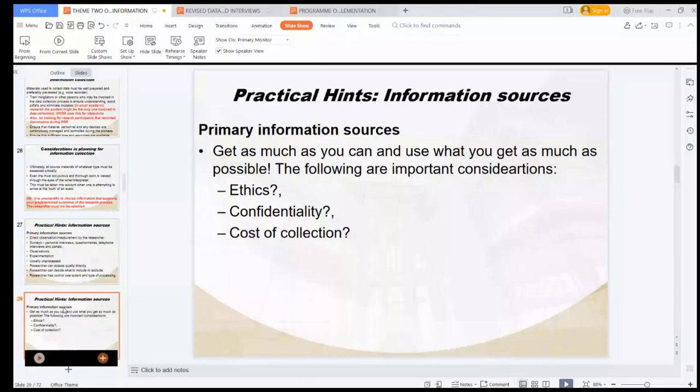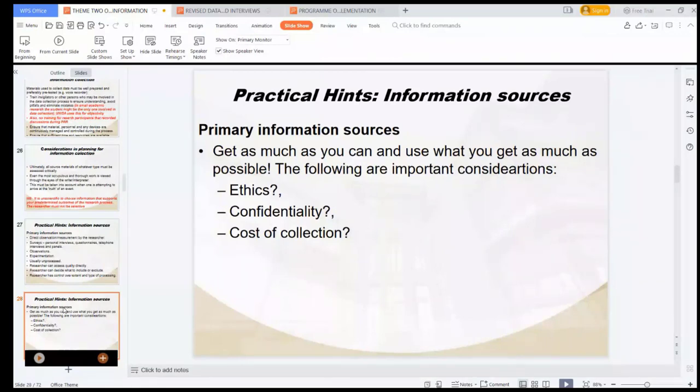The following are important considerations: the ethics, confidentiality, and cost of collection. Ethics, we have said something about it there. Confidentiality, we spoke about classified information that cannot be accessed. The cost of collection, we said some information has to be paid for when you have to access it, because it costs the department or it is not for public consumption.